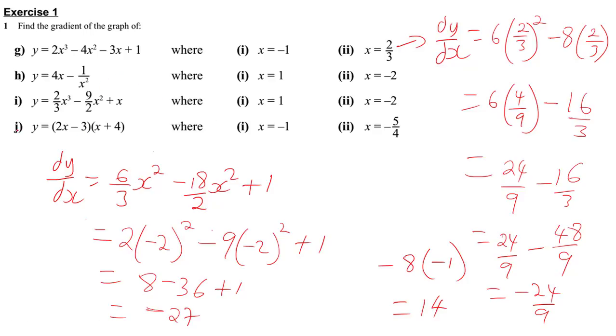Now, when it comes to question J, expand the bracket as you do quadratics. Expand the bracket, then you just sub this. Now, when it gets to question H, remember, you have to bring this one up. And when you bring it up, it becomes negative.